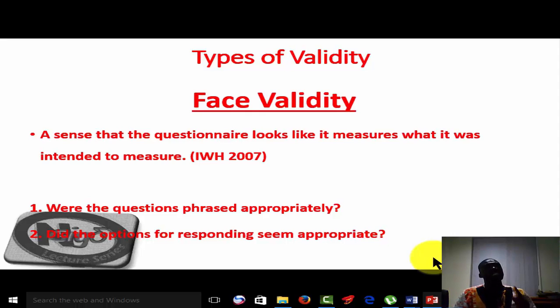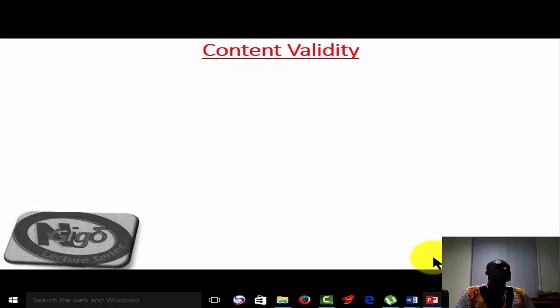So did the response options for respondents seem appropriate? If it's a continuous variable, you take it as continuous. And the same way, like we saw the last time, the response was not appropriate because they captured only 2 parts of it, that is term and preterm, but they didn't capture post-term. So these are the 2 things that you check when it comes to face validity. Let's move on to the next type of validity that you may be interested in, and that has to do with content validity.